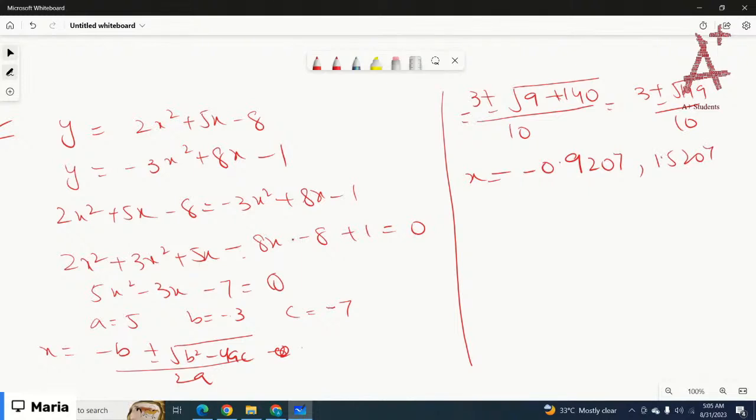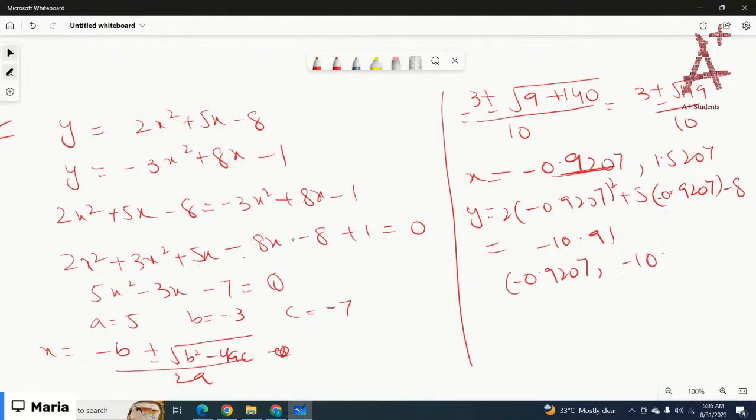So you have to substitute the value of x back in the equation, right? You can put it in either equation. Let's just start with x equals negative 0.9207 in equation number 1. y equals 2 times negative 0.9207 square plus 5 times negative 0.9207 minus 8, right? Let me just do the calculations. It would be negative 10.91. So one of the points of intersection is negative 0.9207 and negative 10.91.